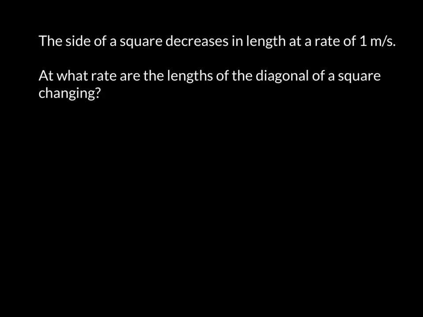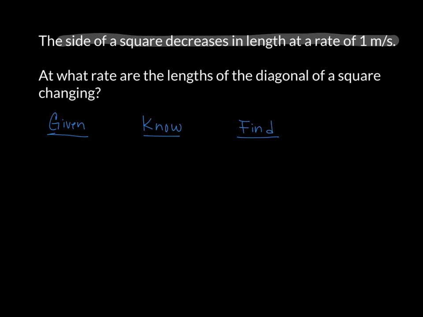We're going to, again, always start these the same way. I want to know what the given information is. I want to make a list of all of the known information that we have. And finally, what are we trying to find? And we're also going to draw a picture with this whenever possible. So our given information says that the side of a square decreases in length at a rate of 1 meter per second. So before I go through and do anything and write anything else down, I need to label my information, and I am going to label my square and give it sides.